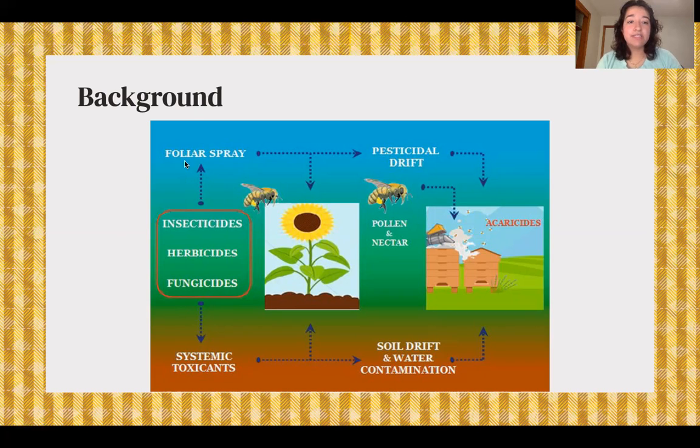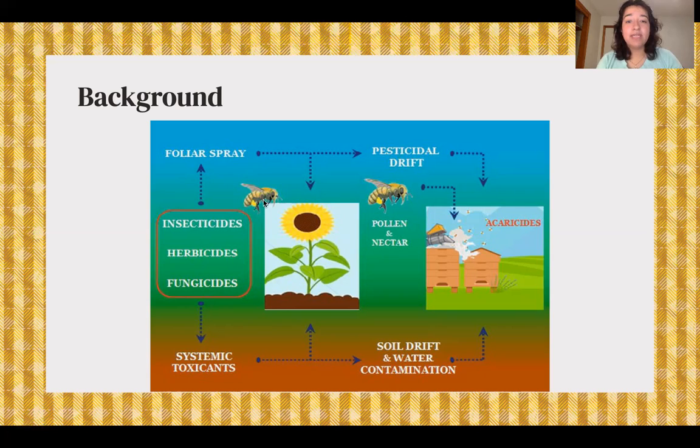And then on the surface level, the foliar spray will get to the surface of the sunflowers. And then some of that could directly go to the colonies through pesticide drift. Those two, the surface and the underground, are direct paths that the pesticide could get to the colonies. And then an indirect pathway is through pollination.